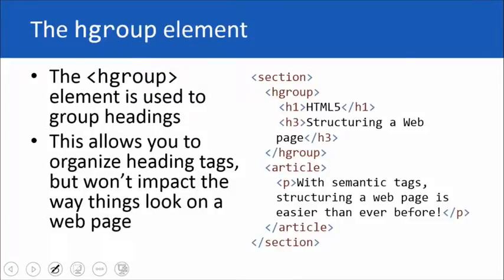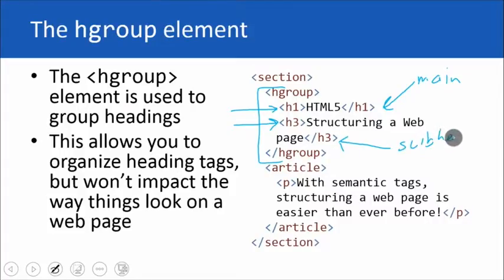All right, so like I had mentioned previously, the hgroup element simply groups heading elements. So we have H1 and we have H3 here. You could have all sorts of headers all grouped together. Here, the H1 element is your main heading. And then this H3 is something we call a subheading.